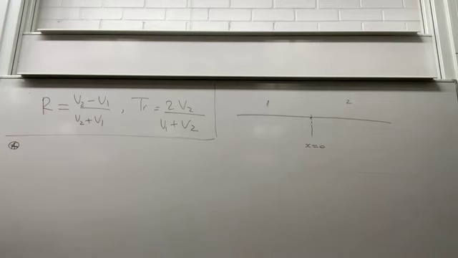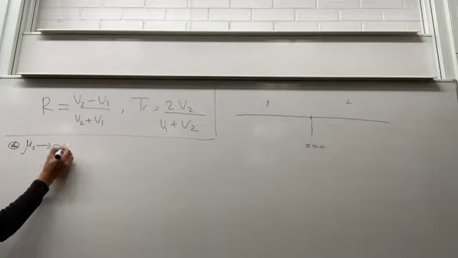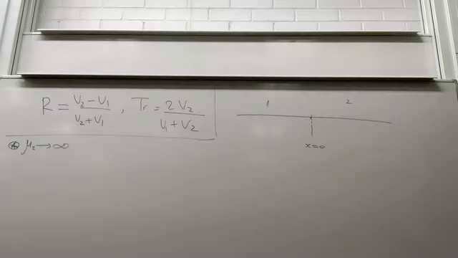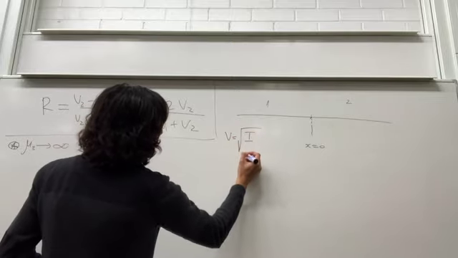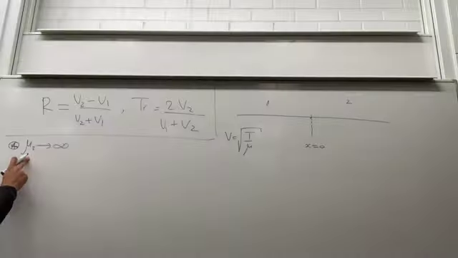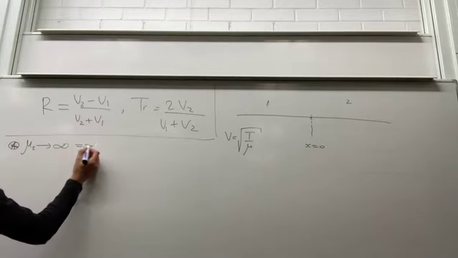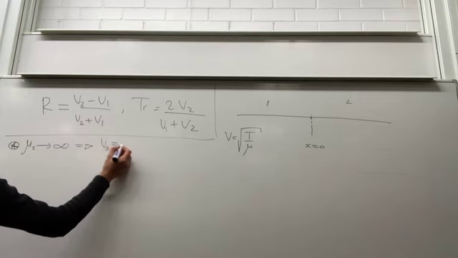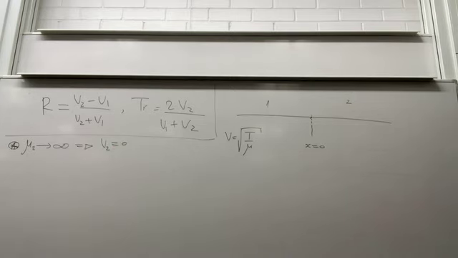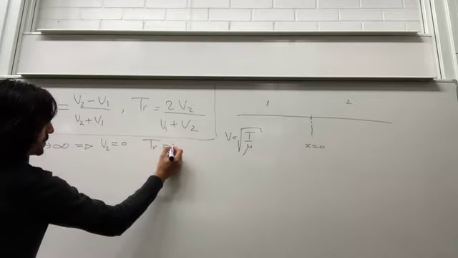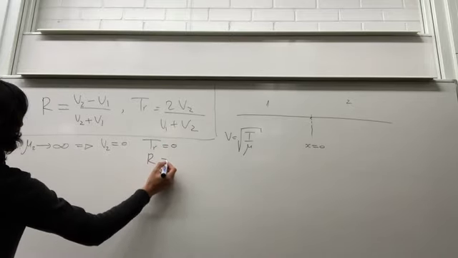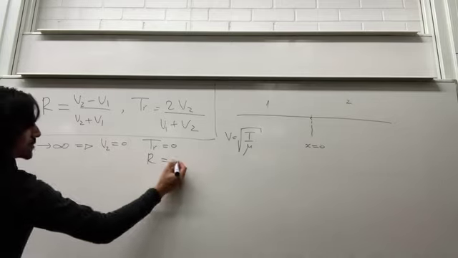So the first case is when mu2 tends to infinity. Put this here. V is the square root of T over mu, right? So if mu2 tends to infinity, that gives us V2 has to be equal to 0. If V2 equals 0, it means that the transmission factor is 0 and the reflection factor is minus 1.